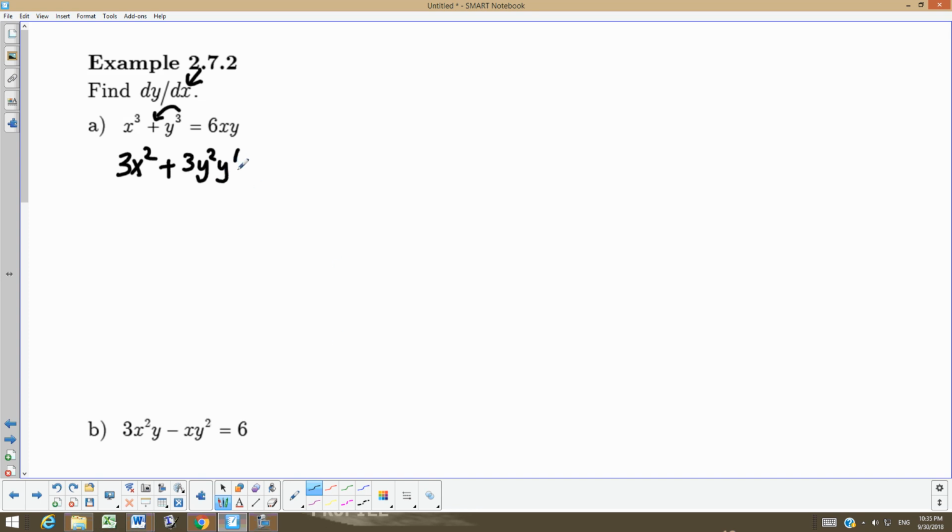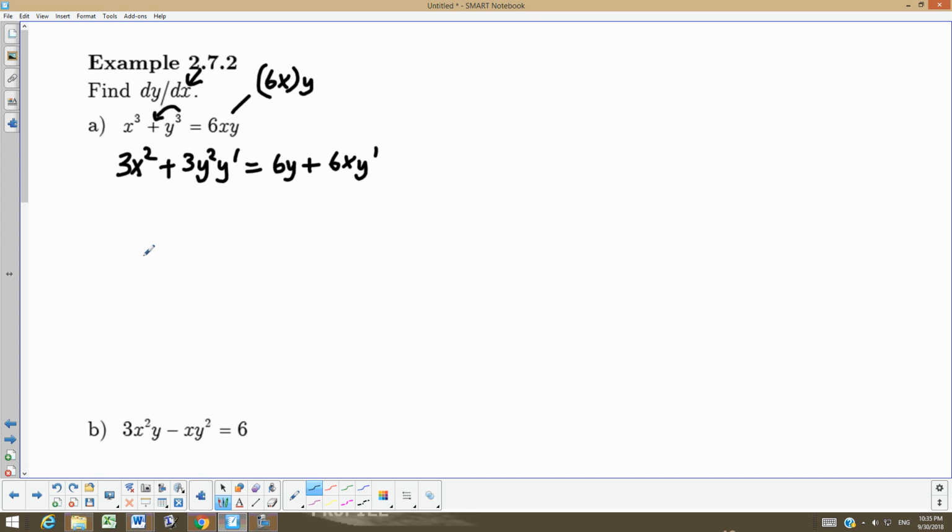So then on the other side, 6xy is actually a product. I'm going to look at this as if it were 6x times y. So product rule would say take the derivative of the first one, so 6, times the fixed version of the second one. So derivative of 6x times y plus the fixed version of 6x times the derivative of y, which is y prime.